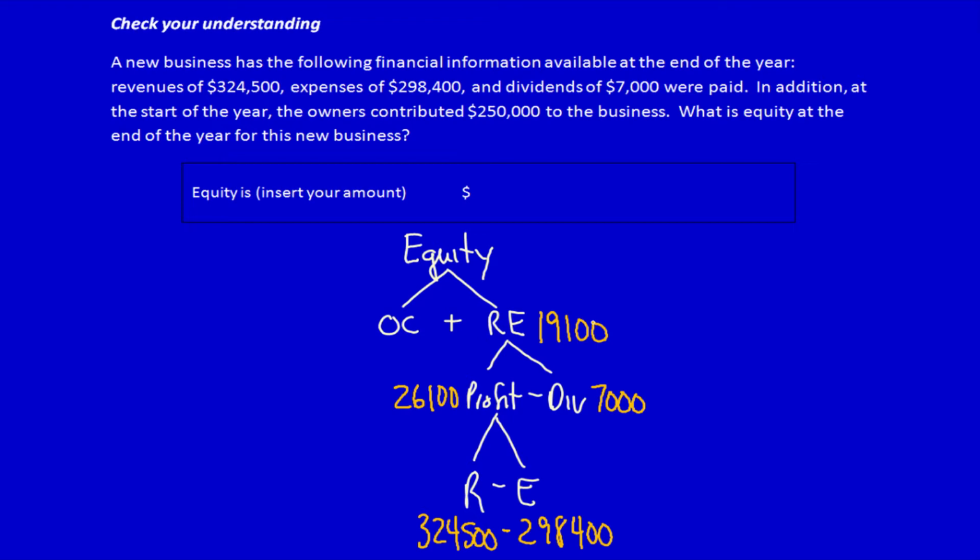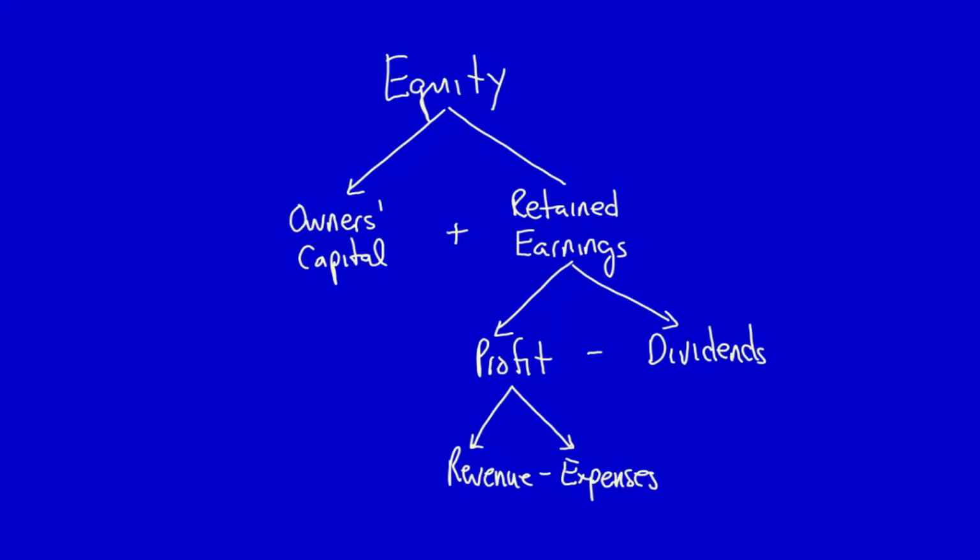Owner's capital, $250,000. Add the two together. Equity is equal to $269,100. So how do assets and liability tie into equity? I'll show you that in the upcoming video.